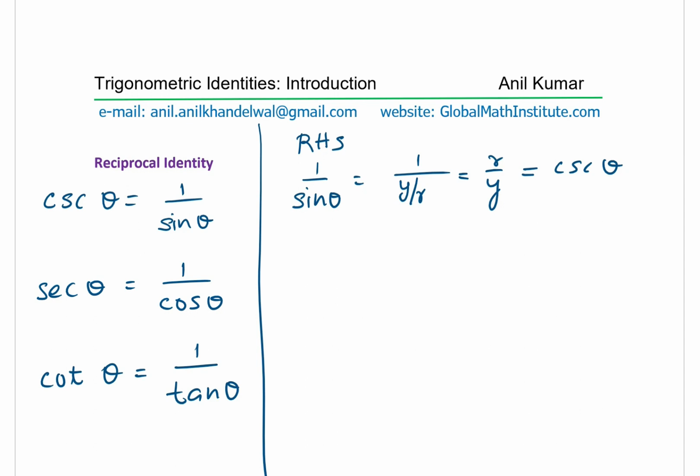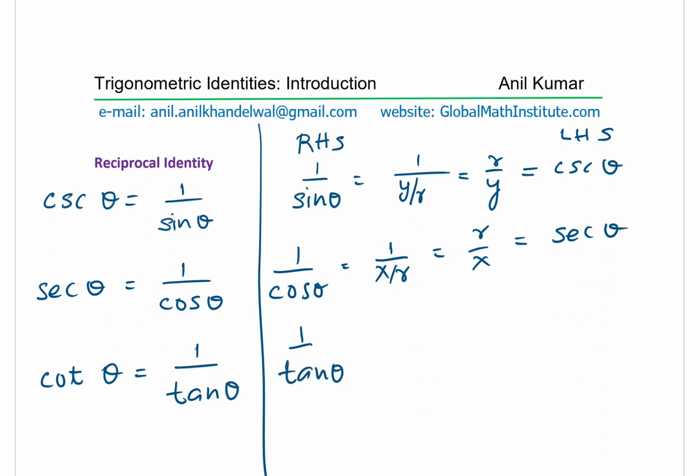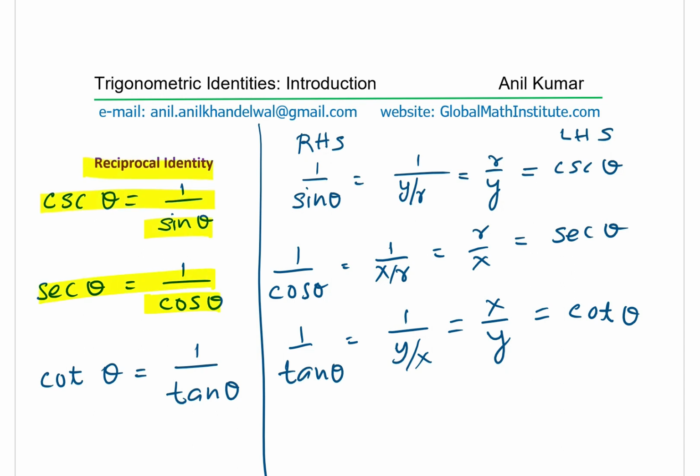So we have shown that the right hand side is equal to left hand side, and so we have proven the identity. The next one, let's do it here itself. 1 over cos theta is 1 over x over r, which is r over x, and that is secant theta. And the last one here is 1 over tan theta, which is 1 over y over x, and this is x over y, reciprocal, and that becomes cotangent theta. So we have shown all the three in no time. Do you see that part? So these are called the reciprocal identities, and that is how you could prove it.